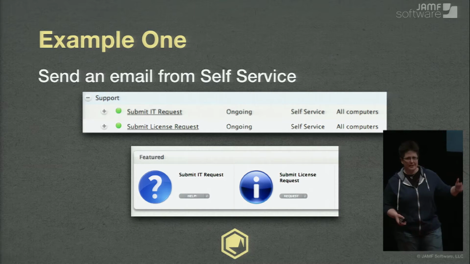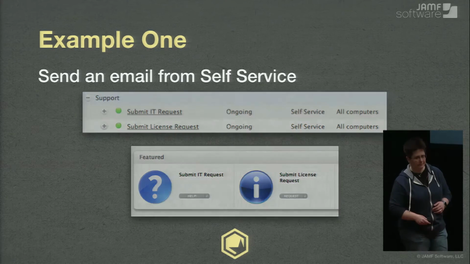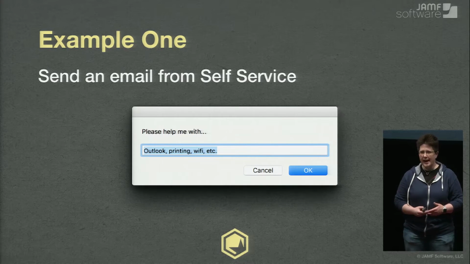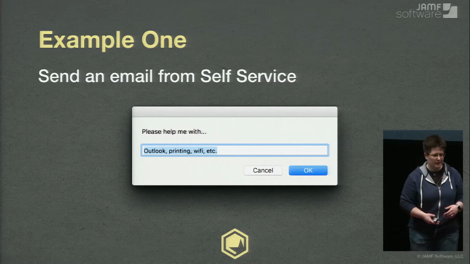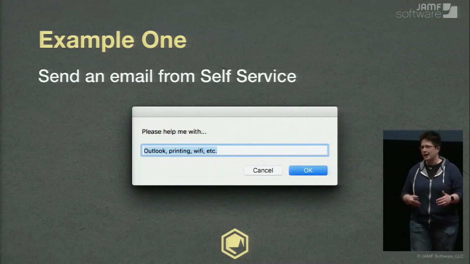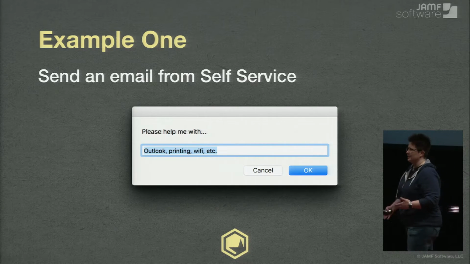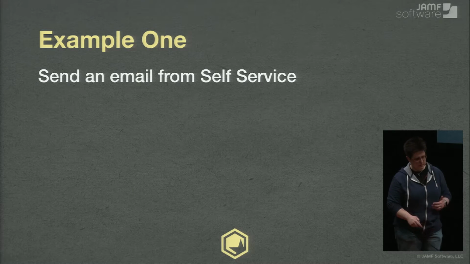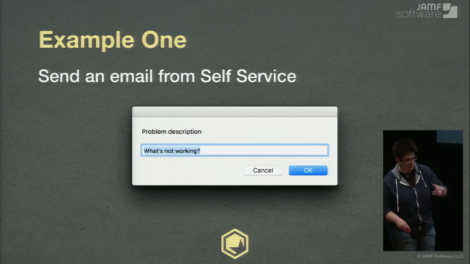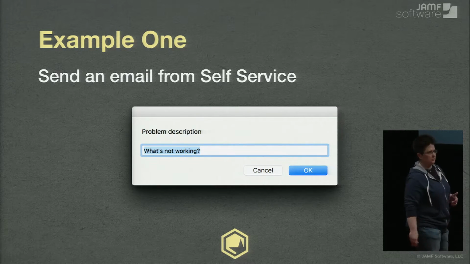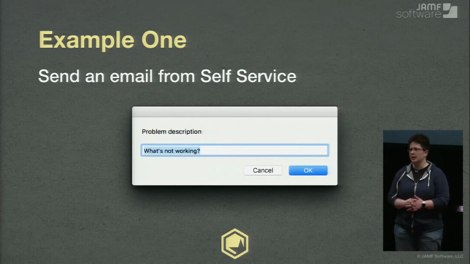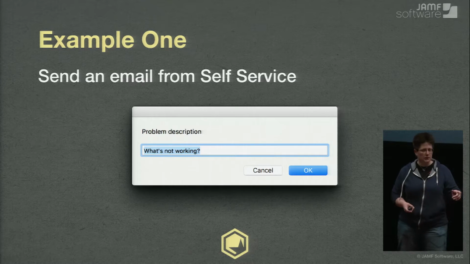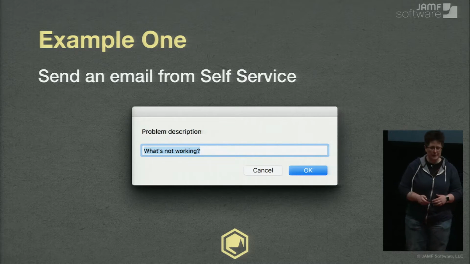Pretty straightforward, pretty basic. I click a button. Then what happens? I get a dialog box. Please help me. And maybe we provide some prompts. Outlook, printing, Wi-Fi, these are very common issues, right? We can actually help our end users tell us what's wrong, and then we can reply back to them and ask for a bit more information. My Outlook's not working. Okay, tell me more. I get an error message every time I try to send a 50 megabyte attachment. Okay, they can tell us that, and then we can help them out.